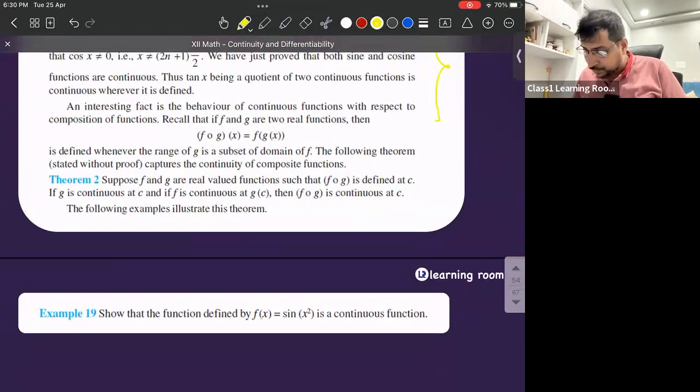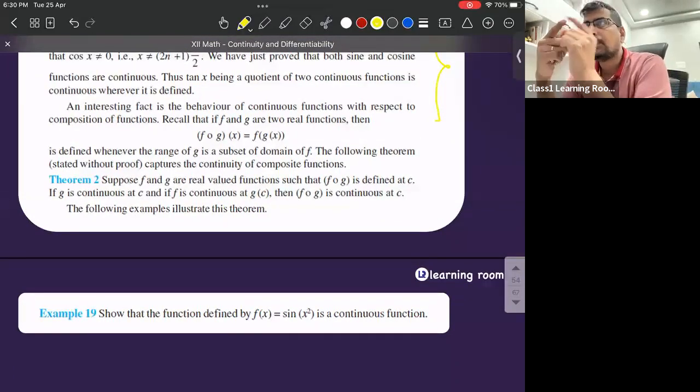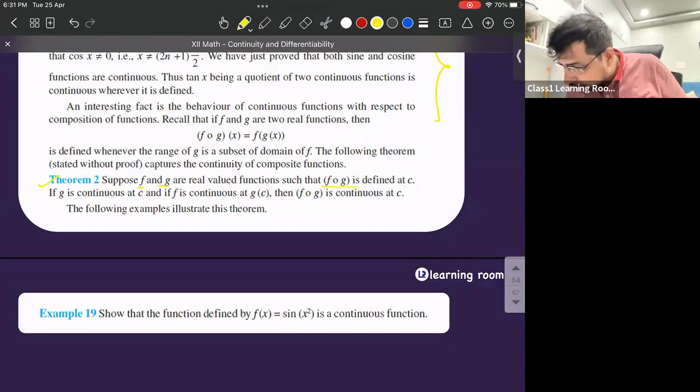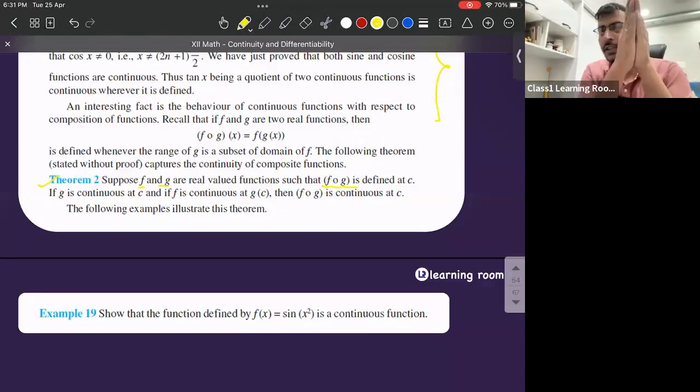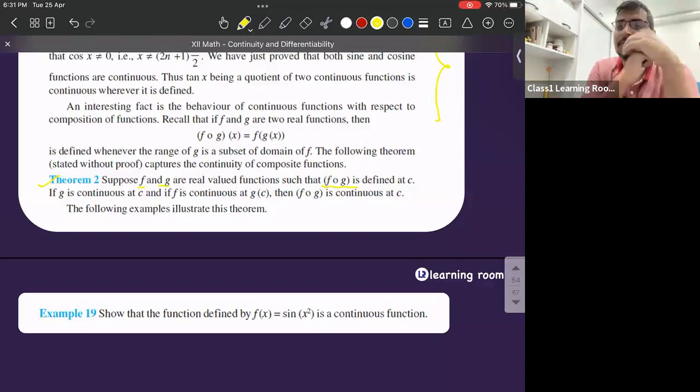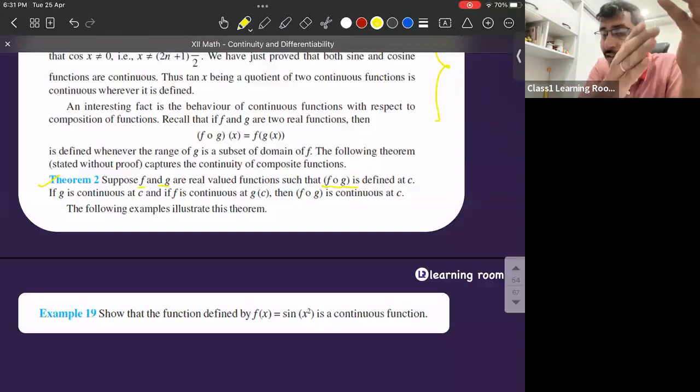So next, that was theorem 1. Now the next thing is, if I have two functions f and g, which are real valued functions, such that f circle g is defined at C. F circle g is a composition of those two functions. If g is a continuous function at C and f is a continuous function at g of C, I repeat it. I have two functions, f and g, and I'm performing an operation between them, which is called f circle g.